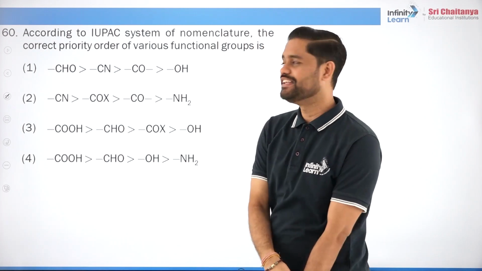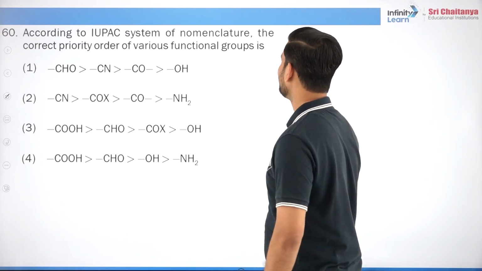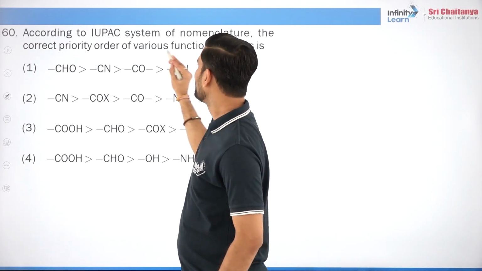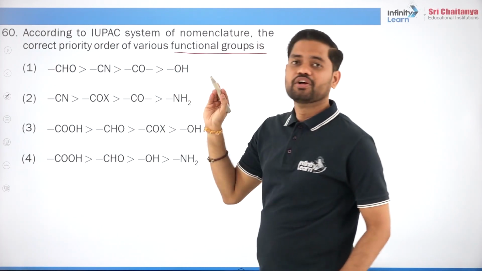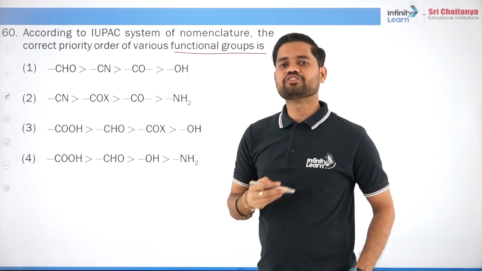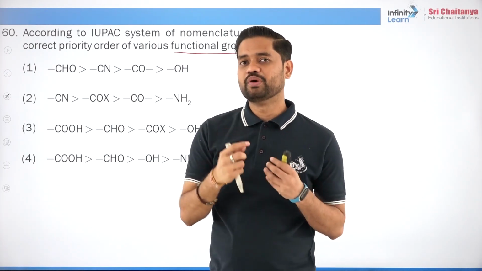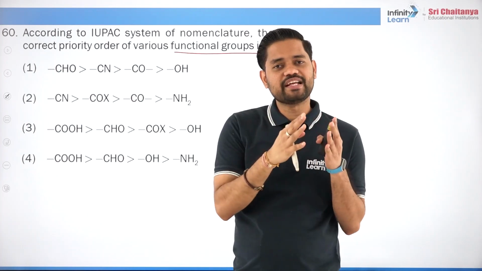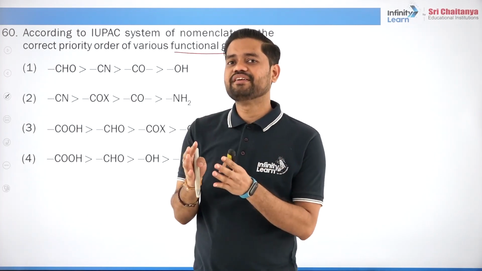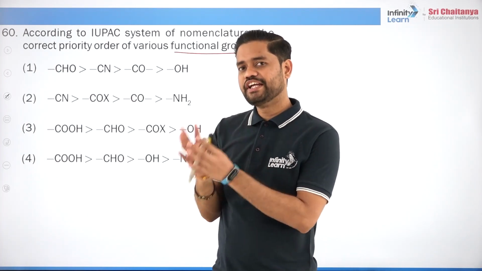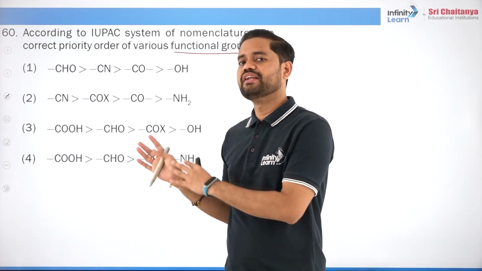Talking about question number 60. According to IUPAC's system of nomenclature, the correct priority order of various functional groups is. So the correct priority order, guys, this is related to IUPAC nomenclature, and it starts with carboxylic acid, then comes carboxylic acid derivatives, then comes aldehyde, ketones, then comes alcohol and amine.